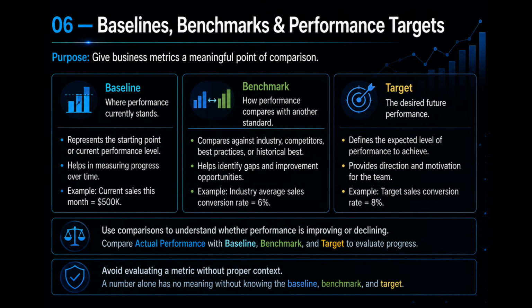A target defines the desired future performance. It gives the team clear direction and a measurable goal, for example, achieving an 8% conversion rate. So, compare actual performance with the baseline, benchmark, and target to understand whether performance is improving or declining. The key takeaway is simple: a number alone has little meaning without the right context.